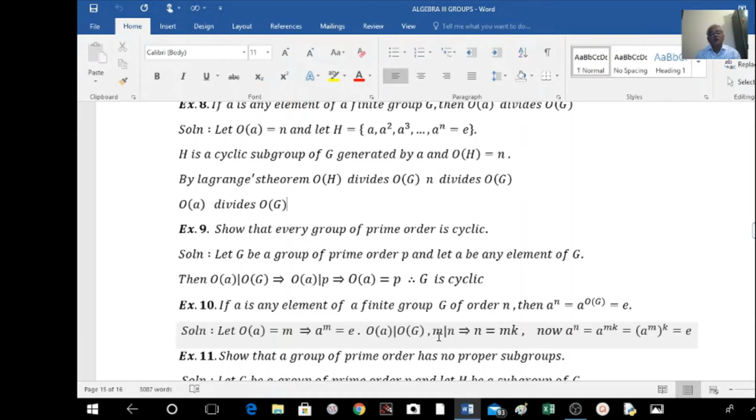What is the order of A? This is equal to M, as we have taken. What is the order of G? This is equal to N. So M divides N, which means N can be written as an integer times M. So N is equal to M times K. I have to prove this here.